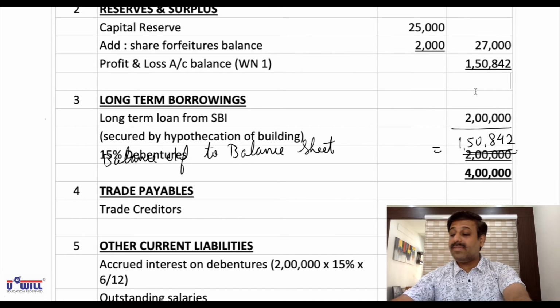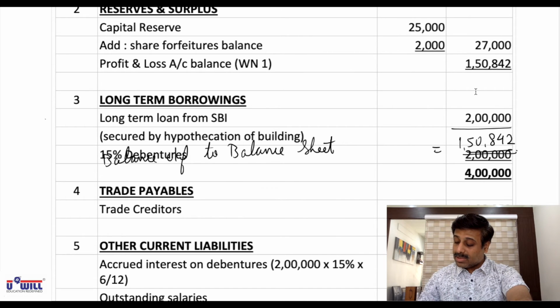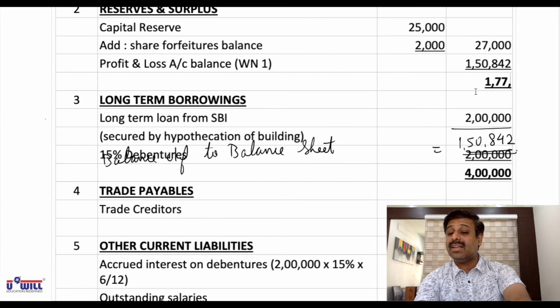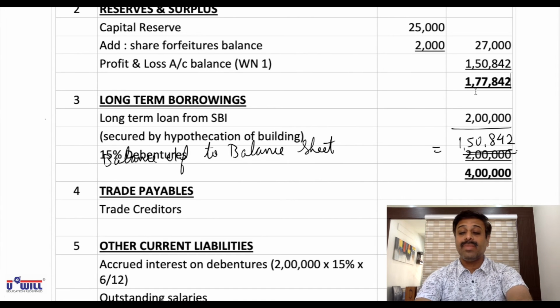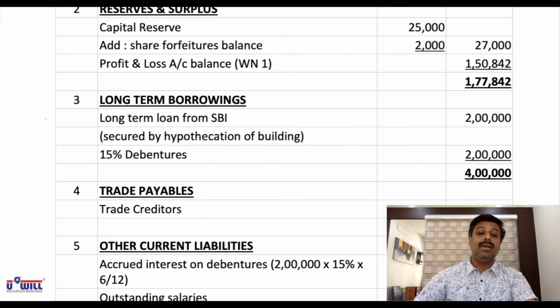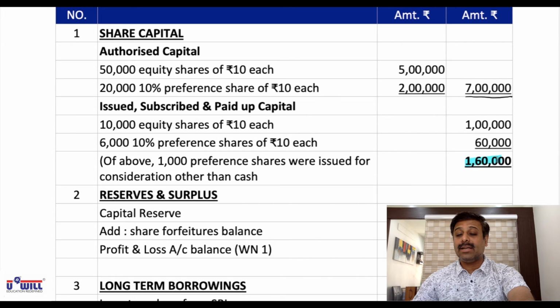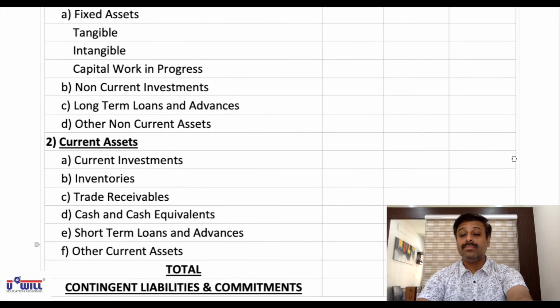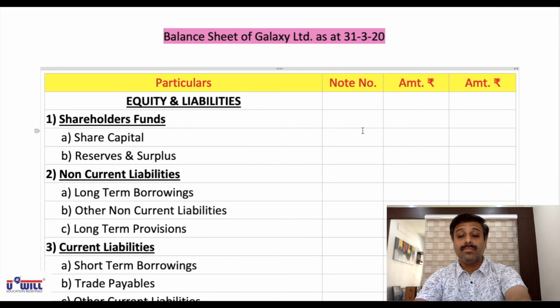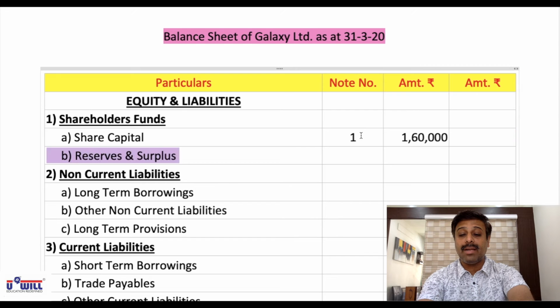And total 150,842 plus 27,000, reserves and surplus total will come to 177,842. Okay. Now we will record the things in balance sheet. So note number 1, share capital 1,60,000.